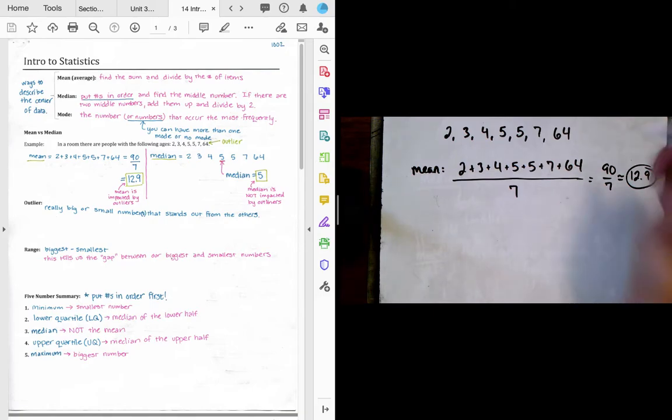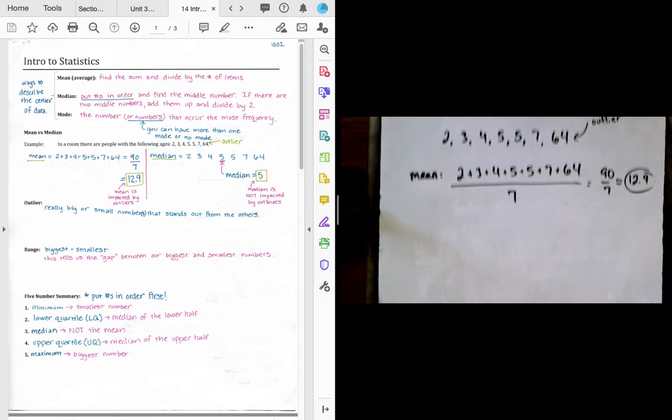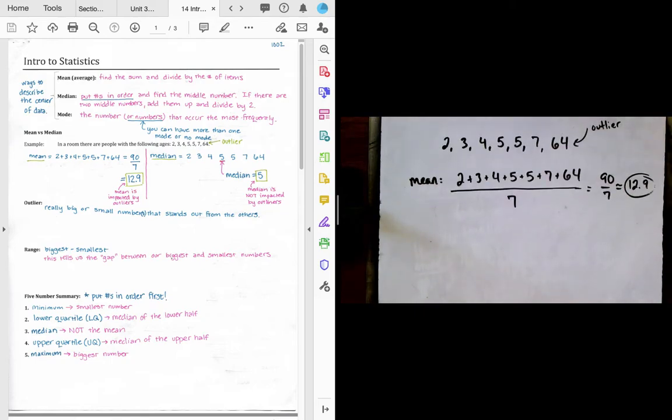We have a name for that 64, by the way. You're going to go into a bunch more detail in 120. But for now, let's just refer to it as an outlier. An outlier is any term or any set of data that appears unusual in the set because it's unusually large or it's unusually small. And it has a massive effect on the way we analyze that data, right? If someone just said, hey, what's the average age of the kids in that room? And you told them 13, that's not a very good indicator of the kids in that room.